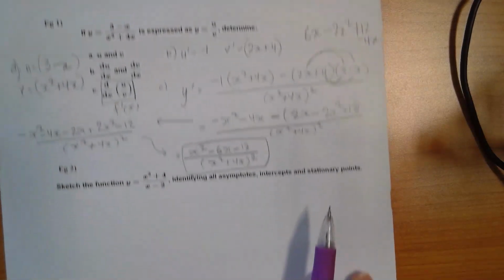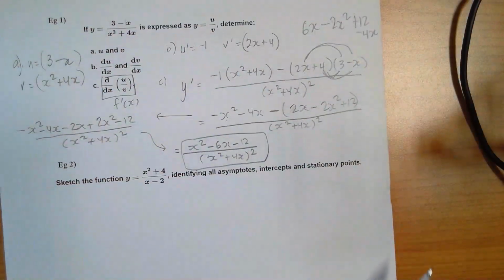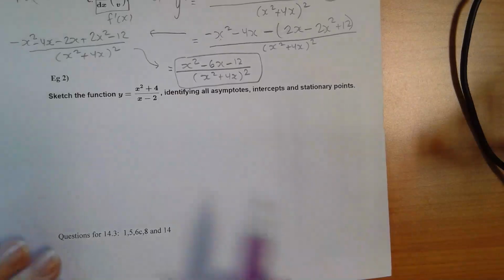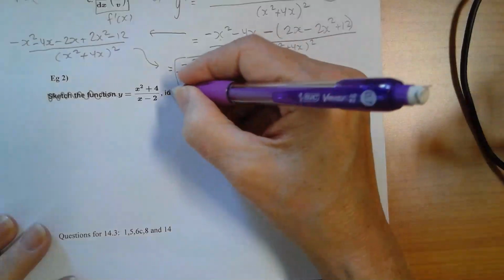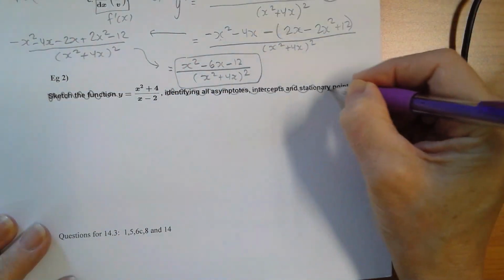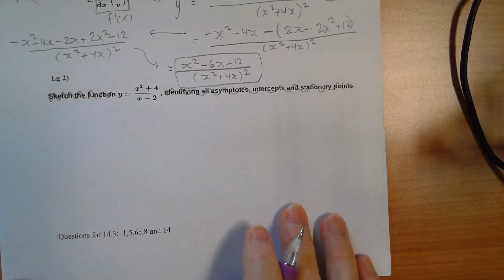Let's see where I am in the timing here. Okay, let's keep going. We'll do this one. It says, sketch the function. We decided we weren't going to do that. We decided we were just going to figure out the stationary points. And so this is what I did.